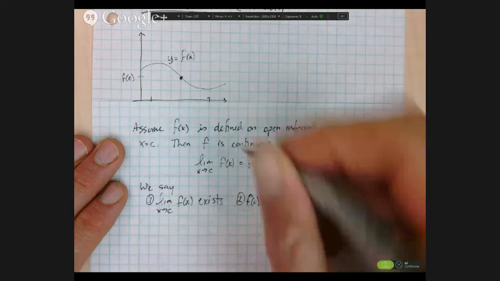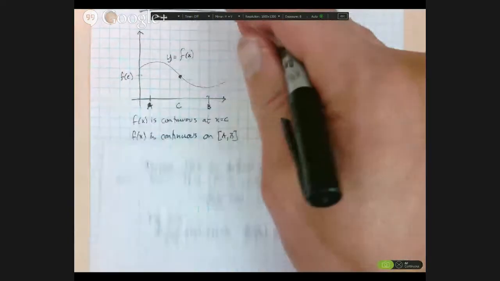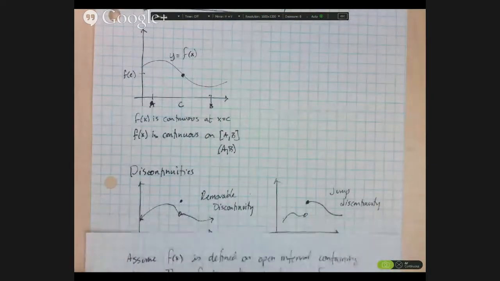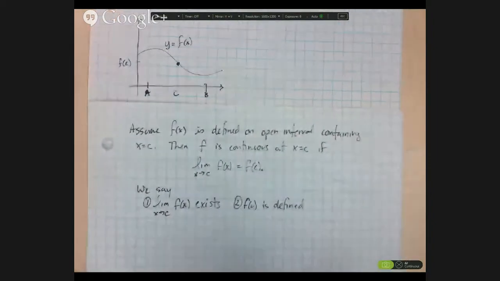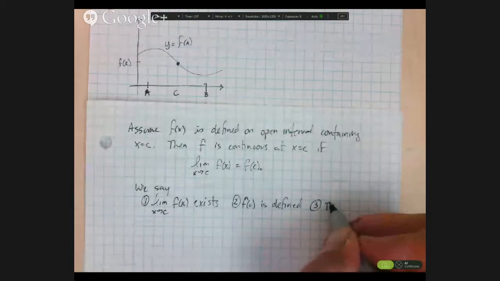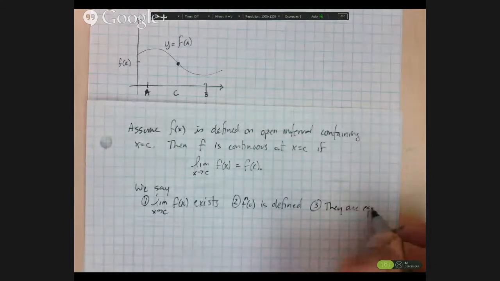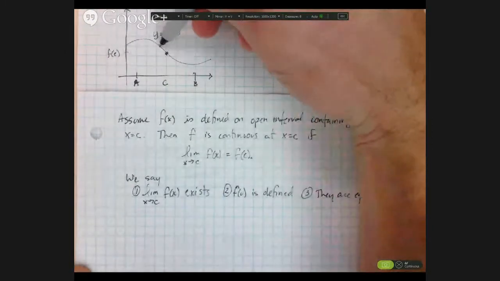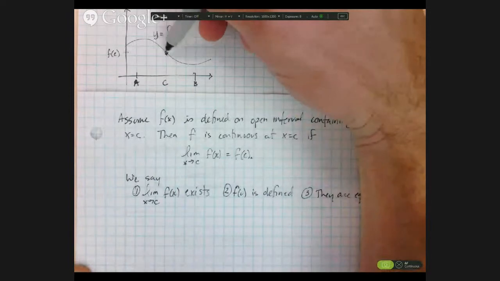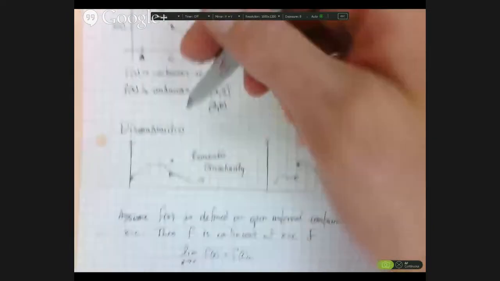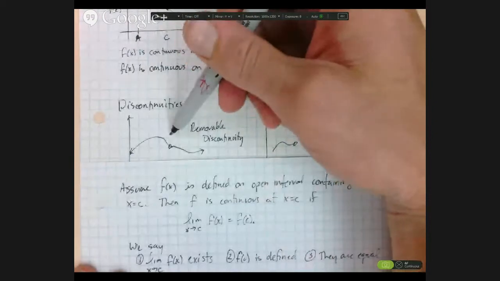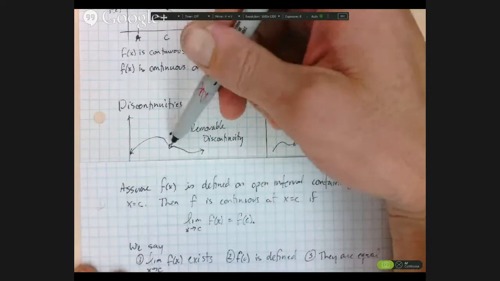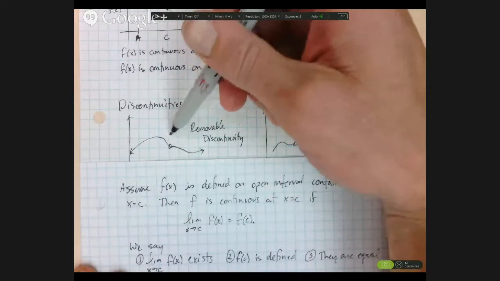F of c is defined, meaning as a solid point. Okay, this would violate. That one wouldn't. None of these violated, actually. And then the most important part, they are equal. Okay, so you have to have the limit existing as we approach c. F of c has to exist, and those two values have to be equal. Let's say this one here violates it because they are not equal. The limit exists. F of c is defined, but they are not equal. Okay.